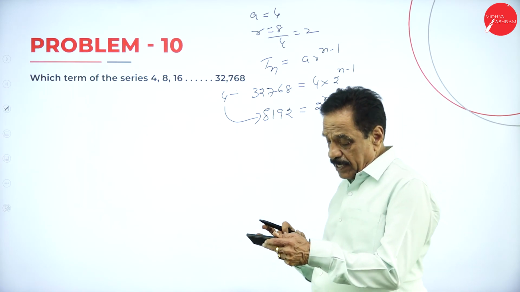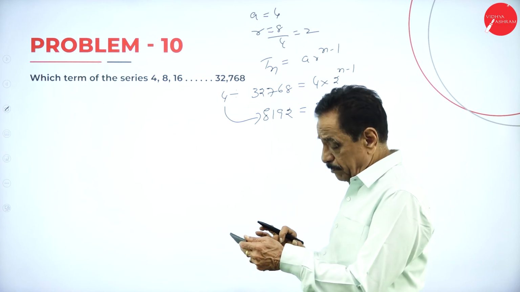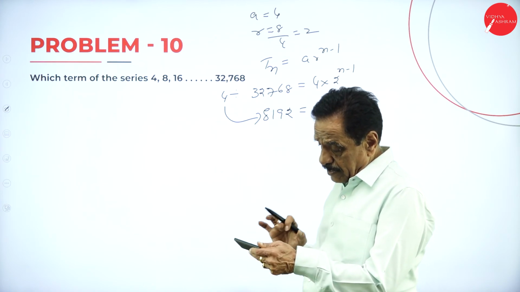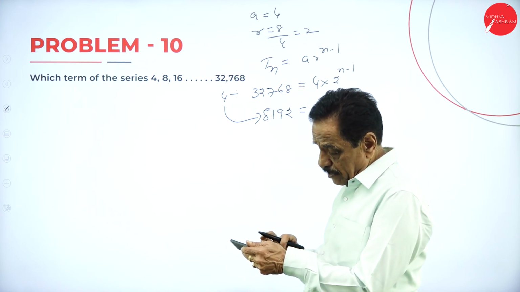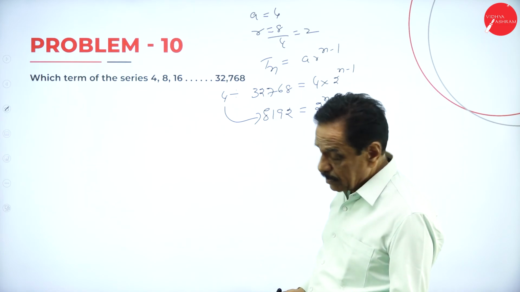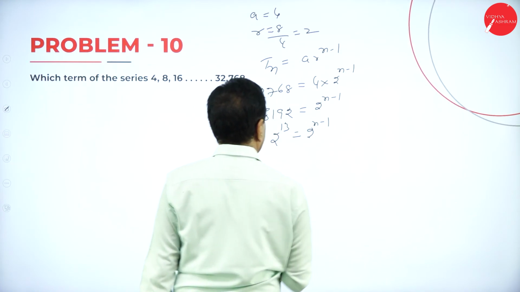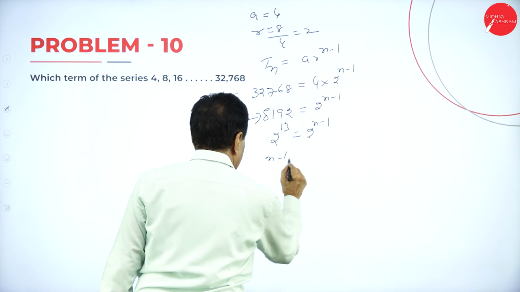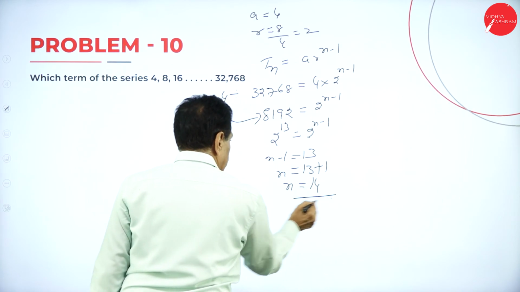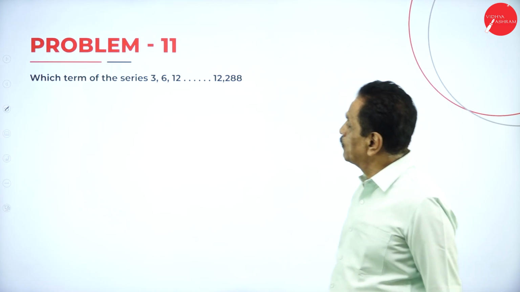See how this number is built: 2 times, 3, 4, 5, 6, 7, 8, 9, 10, 11, 12, 13 times. So 2 to the power of 13, that is 2 to the power of n minus 1. So n minus 1 is 13, n is equal to 14. Hope you understand this. Last one, the 11th one, same.